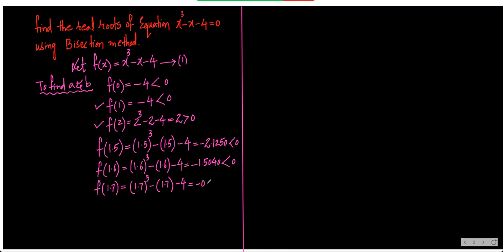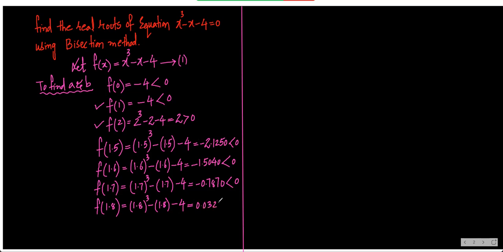Minus 0.7870, again less than 0. Keep doing this until you get greater than 0. F of 1.8 is equal to 1.8 whole cube minus of 1.8 minus 4. I got 0.0320.